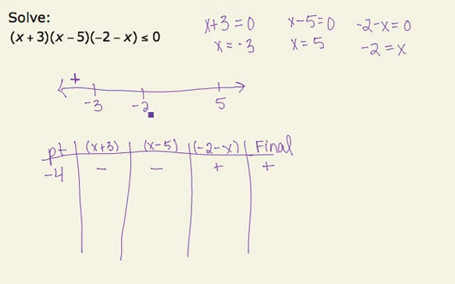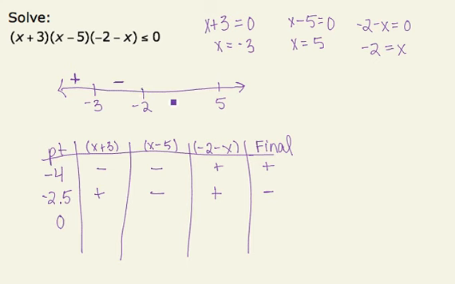So I know that there's a positive value to the left of negative 3. Now in between negative 3 and negative 2, no real great points, so I'll have to plug in negative 2.5, which gives a positive, negative value, and a positive value. Multiplying these three, I get a negative. So I know in between negative 3 and negative 2 are negative values, which are less than or equal to 0. So I know that this will be one solution.